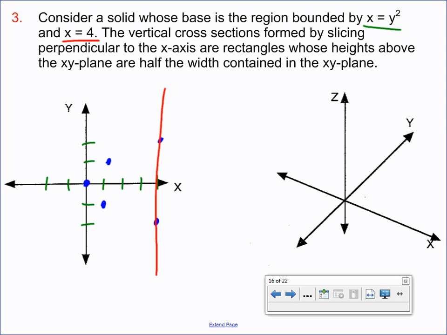Here we go. So we're beginning to see a region take shape, the base of this solid.